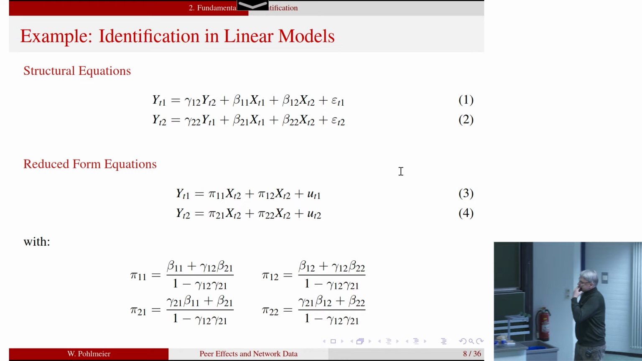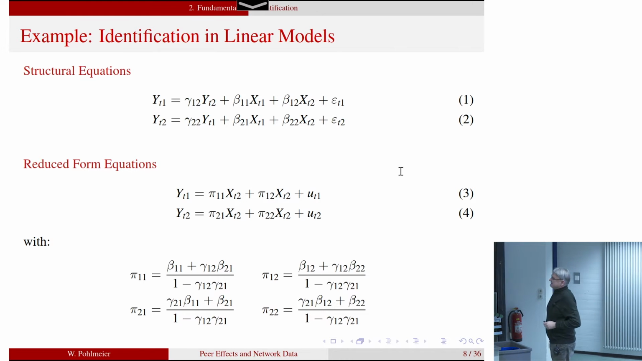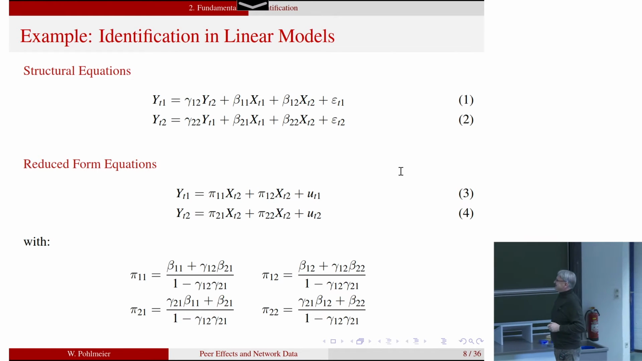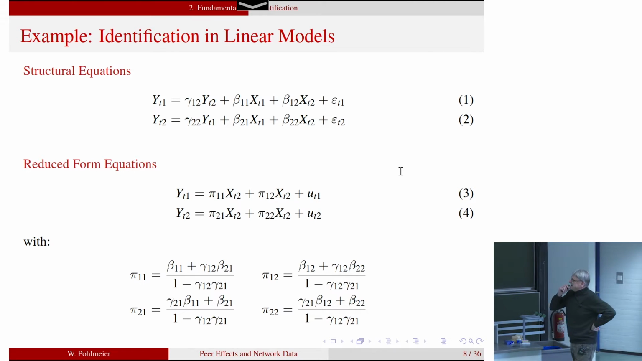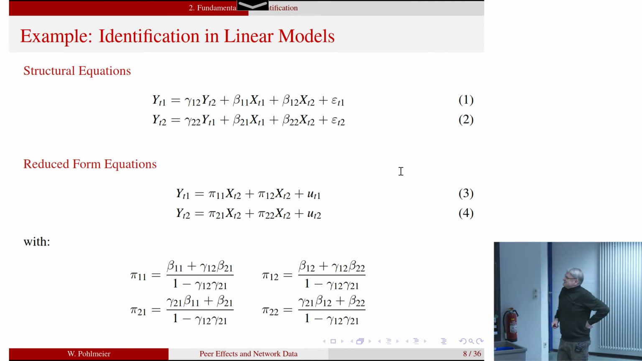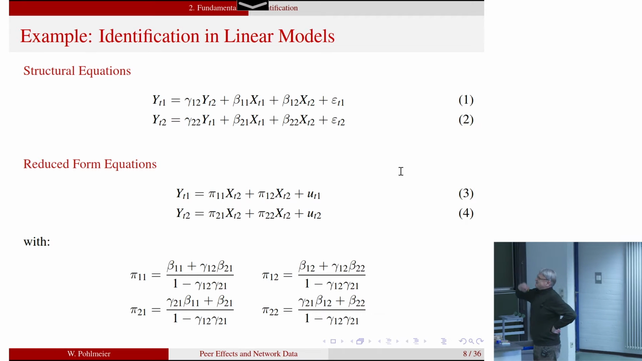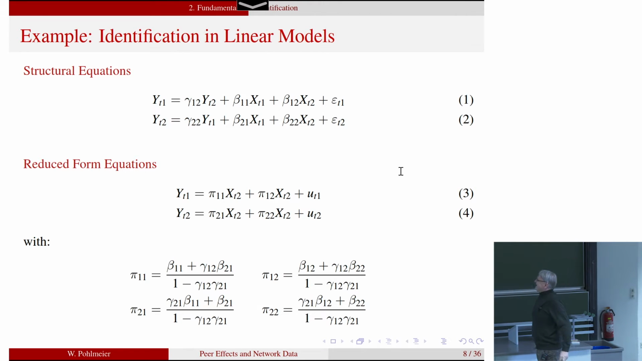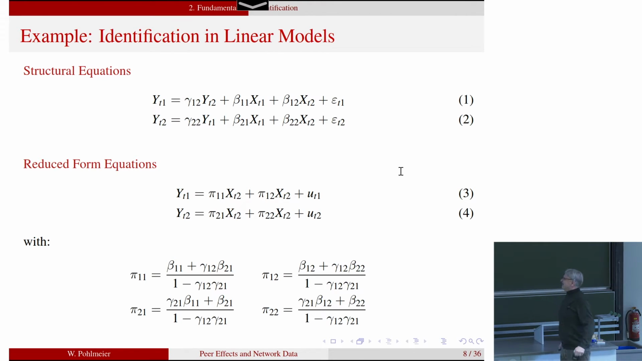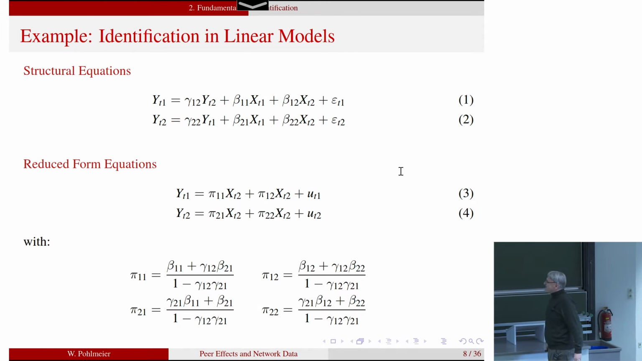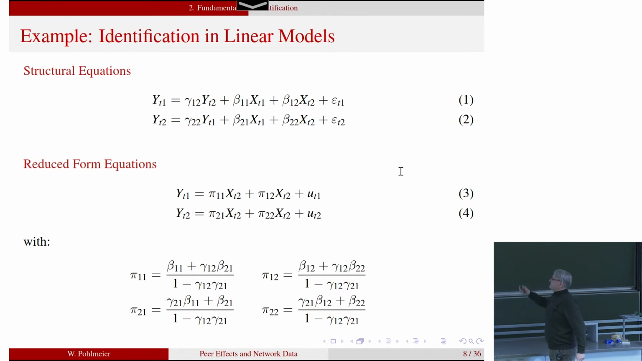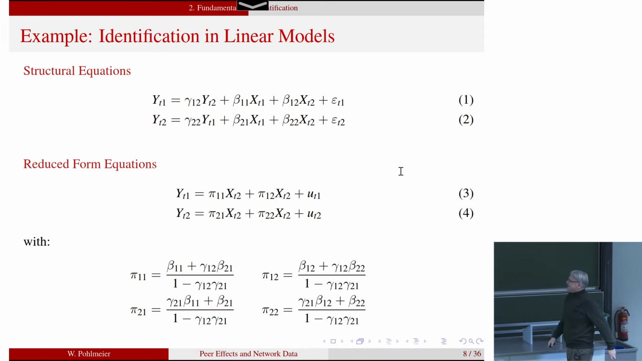Okay. Let me be very simple in showing the idea of identification and how can we identify those models. This is the very simple Mickey Mouse model. We have two endogenous variables, yeah? That could be a network of two people, if you like. Linear, and there are two exogenous factors, x1, x2.